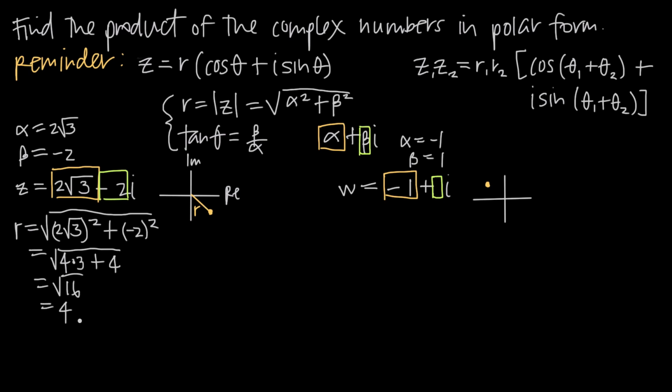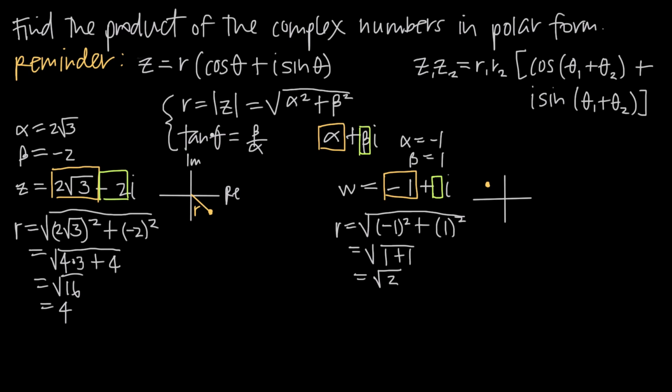So r is equal to 4. If we come over here and do the same thing for w, we're going to get r is equal to the square root of alpha squared, or negative 1 squared, plus beta squared, or 1 squared. When we simplify here, we're going to get the square root of 1 plus 1, or the square root of 2, which we can't simplify any further. So we get square root of 2. We've got both of our values for r.